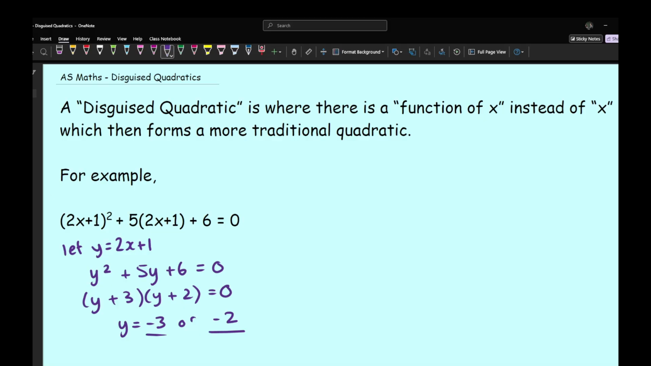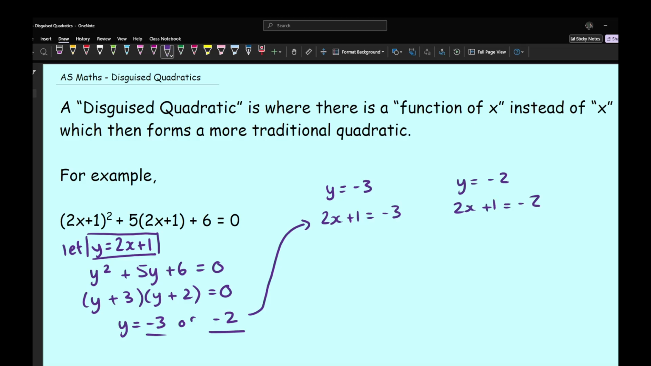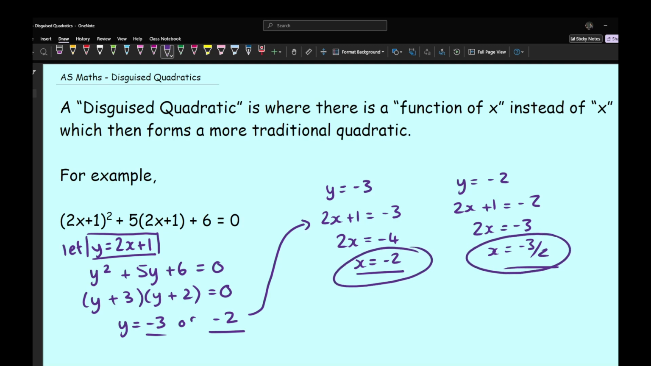Now if I then substitute back, knowing that this is the substitution that I have used, so if y = -3 and y = -2, then 2x + 1 will equal -3, and 2x + 1 will equal -2. And then if I solve this for x, I get 2x = -4, and so x = -2, and here I end up with 2x = -3 and x = -3/2. And again, what you can see is I end up with the same particular answers.